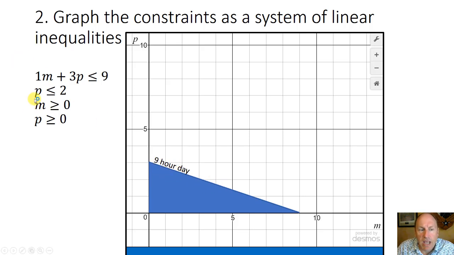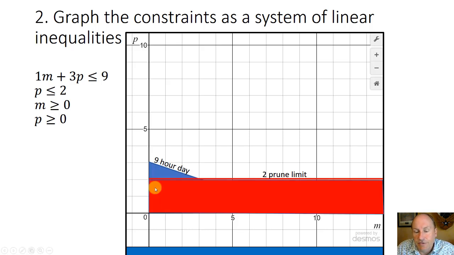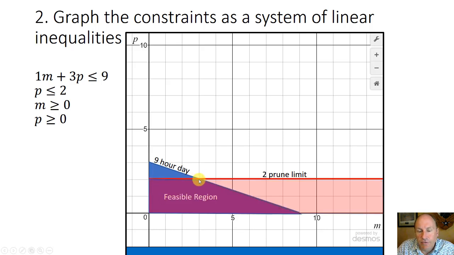So the next constraint we're going to look at is the limit of pruning, the 2 prune limit, if you will, and that is a horizontal line going through the intercept P equals 2. Now it's less than or equal to, and of course if we tested 0, 0, we would get 0 less than 2, meaning that below that is the region we're talking about. So we need to look at the area they have in common, and in fact, that is this purple region here, this trapezoidal region in this case, is the feasible region for our situation.